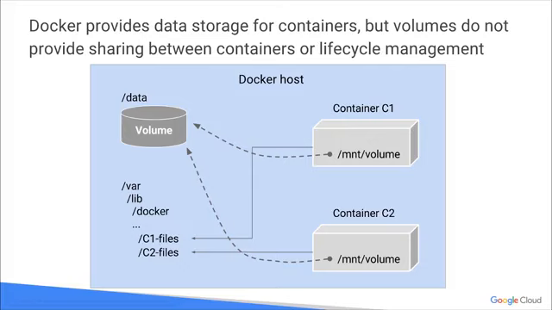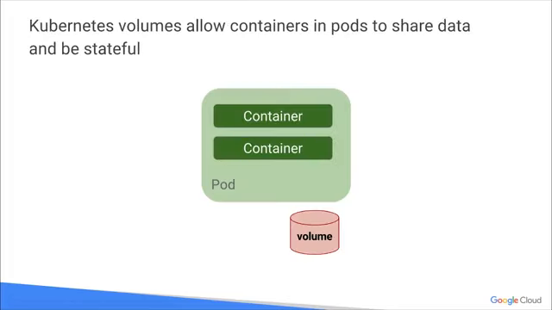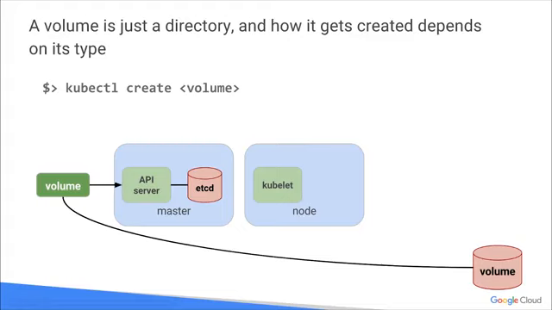So Docker now provides volume drivers, okay, not shown in the slide here, but volume drivers, hosts, and remaining persistent volumes. And we'll show you those in the coming slides. Okay, so Kubernetes volumes allow containers in pods to share data and to be stateful. A volume is just a directory, and how it gets created depends on the type.